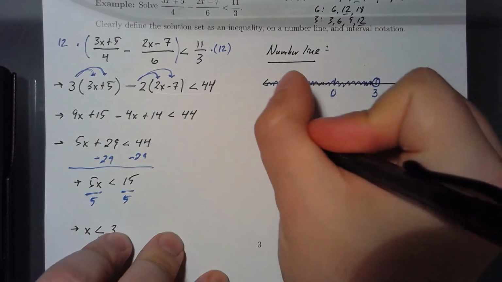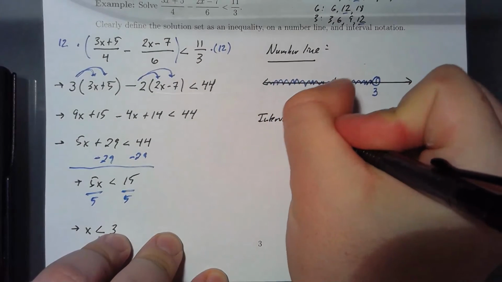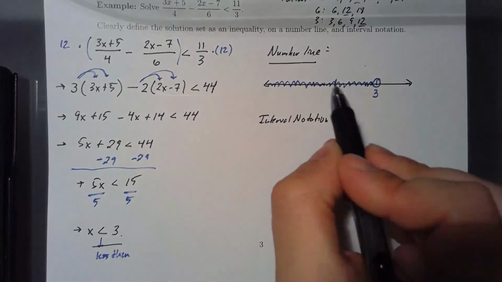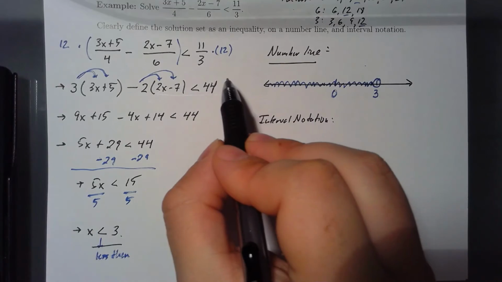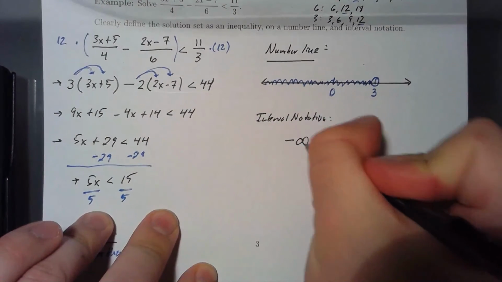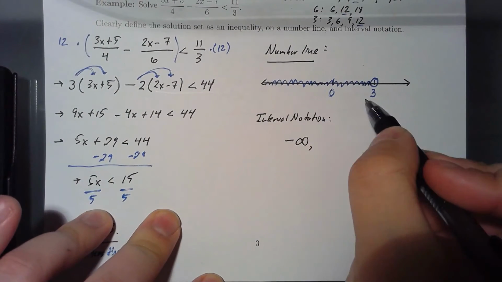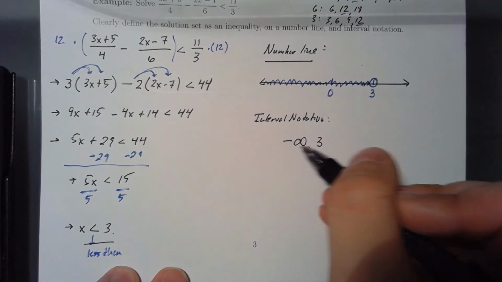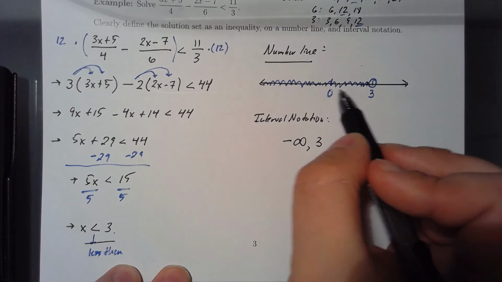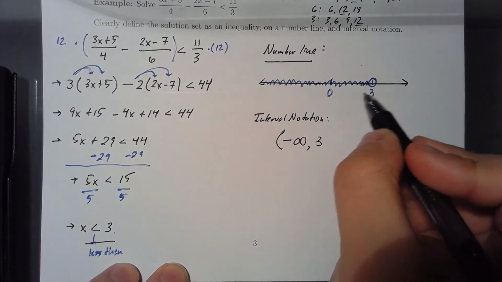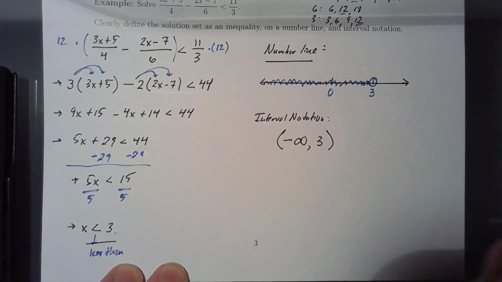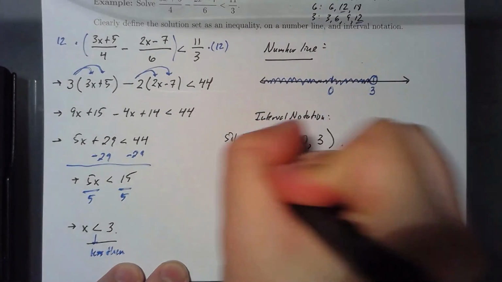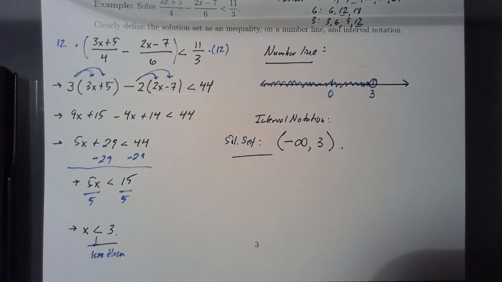So my interval notation, what's the smallest value on this region? Keep going to the left forever, negative infinity. Comma, what's the largest value? 3. Does infinity ever terminate? It never terminates. So it's going to be open. And 3 is not part, so it's also open. That's it.